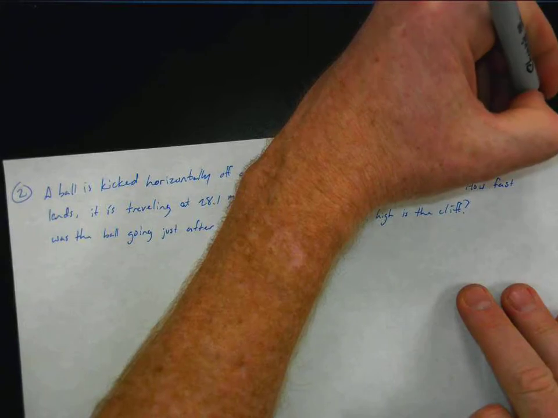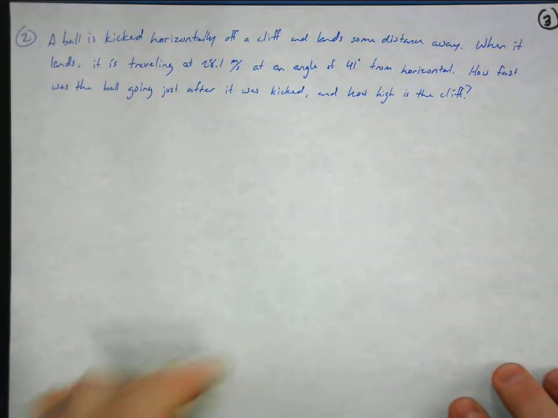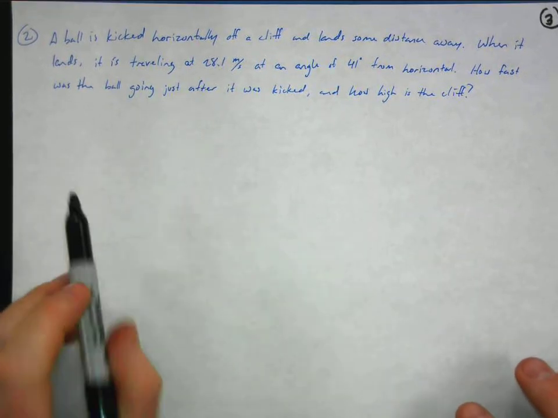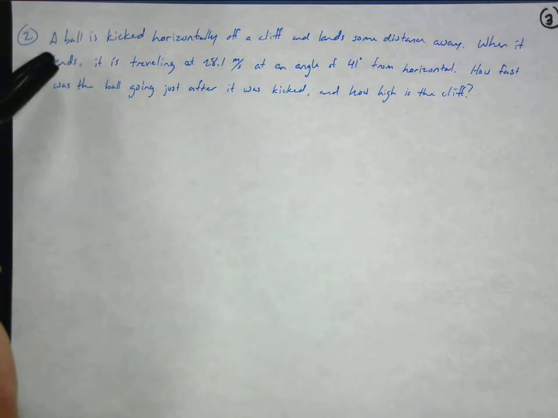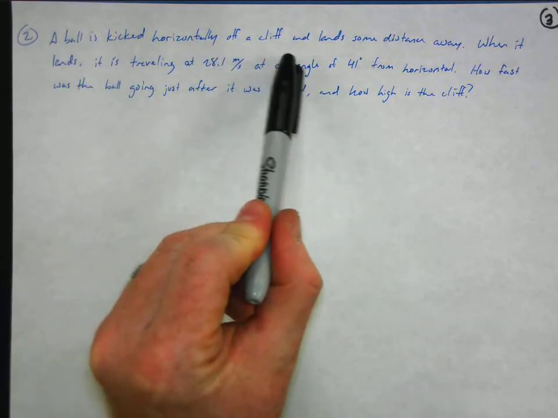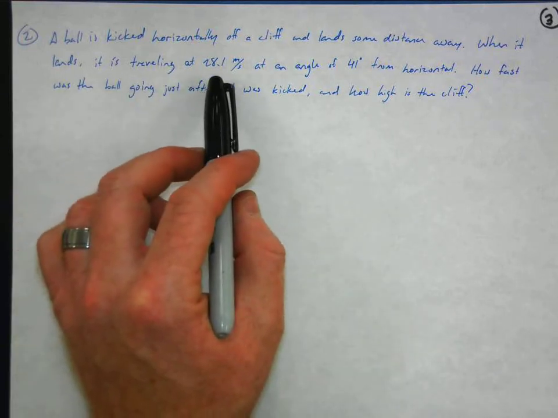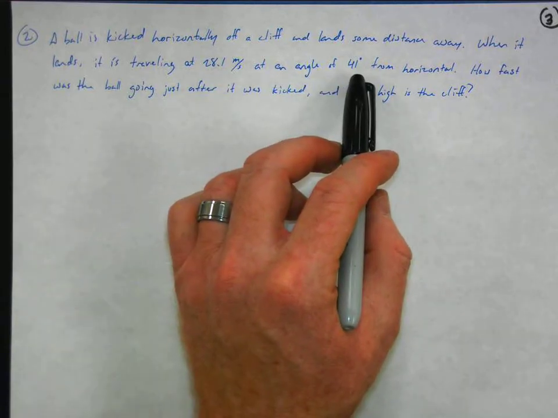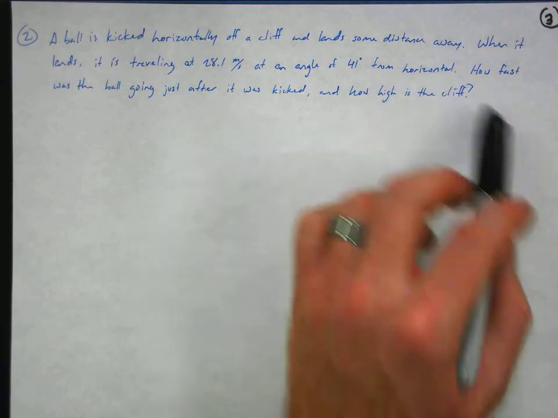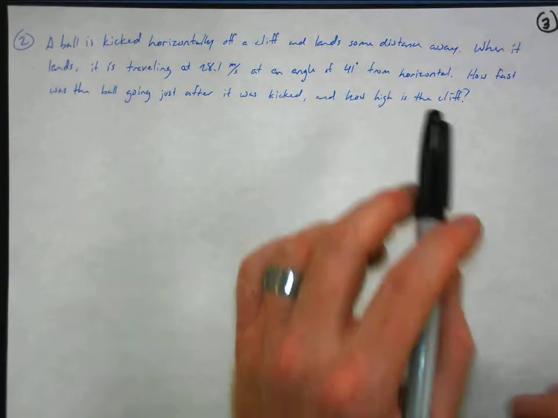One more example for you. This is page 3 of the information here in this video. Here's what this one says, and just in case it might be a little difficult to read. A ball is kicked horizontally off a cliff and lands some distance away. When it lands, it is traveling at 28.1 meters per second at an angle of 41 degrees from the horizontal. How fast was the ball going just after it was kicked? And how high is the cliff?